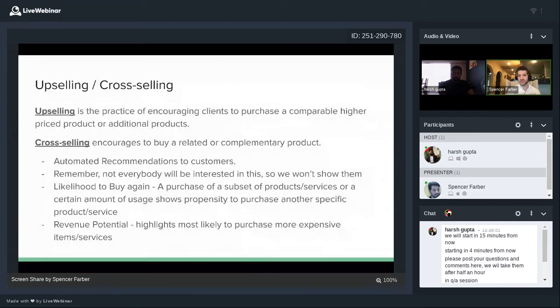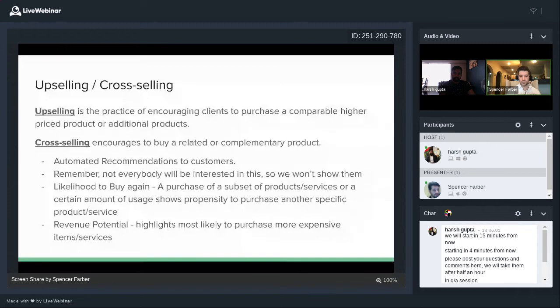The other thing that you're able to see with AI is the likelihood to buy again. A purchase of a subset of product, services, or a certain amount of usage shows propensity to purchase another specific product or service. And so those accounts should be handled differently than ones that aren't showing that level of engagement.